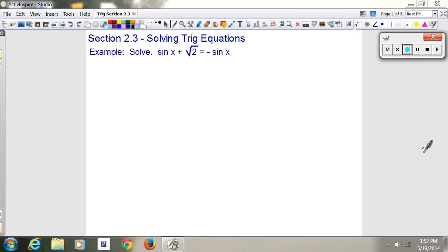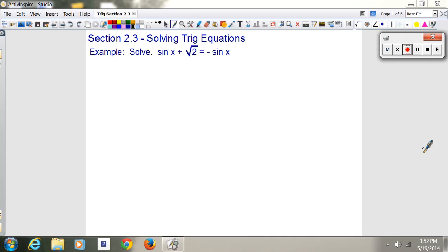Question 2-3, we're going to be solving trig equations. They're very similar to algebra equations. If you were able to do algebra 1 and solve equations there, this is very similar. Instead of solving for x, you might be solving for the sine of x, just trying to get the sine by itself, or the tangent or whatever.